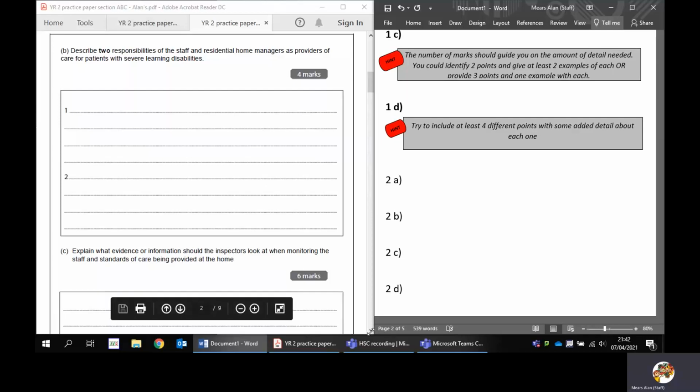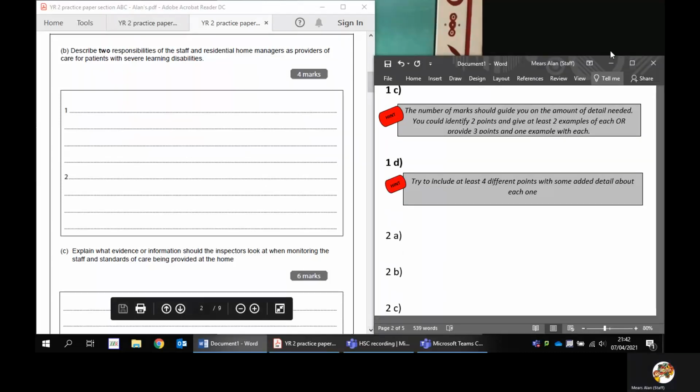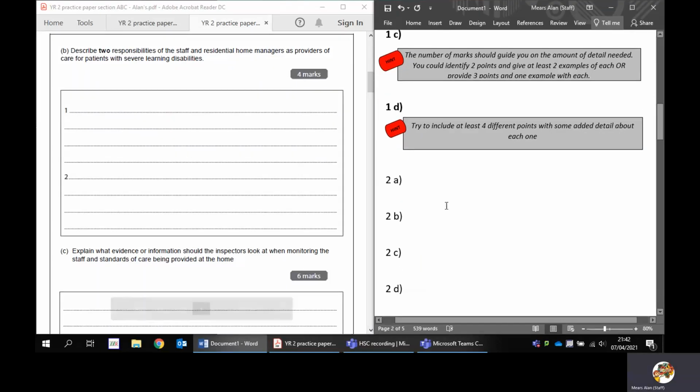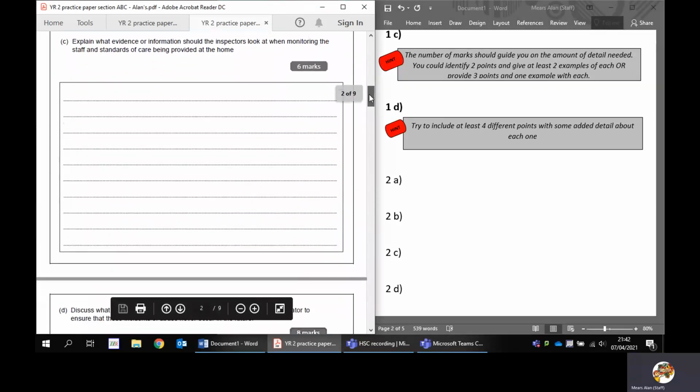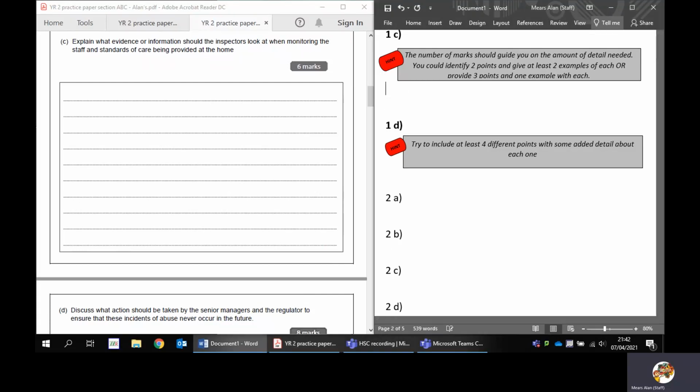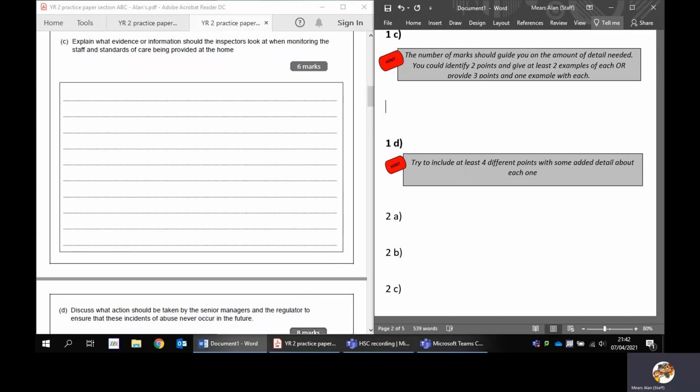Now 1C is this question here. It says, explain what evidence or information should inspectors look at when monitoring the staff and standards of care being provided at home. So when the CQC go in, they conduct an inspection, they look at all aspects of a care setting, and they're making a judgment about: is it safe, is it meeting the patients' needs, are they practicing appropriately, is everyone trained? So these are the things that the CQC would want to look at.